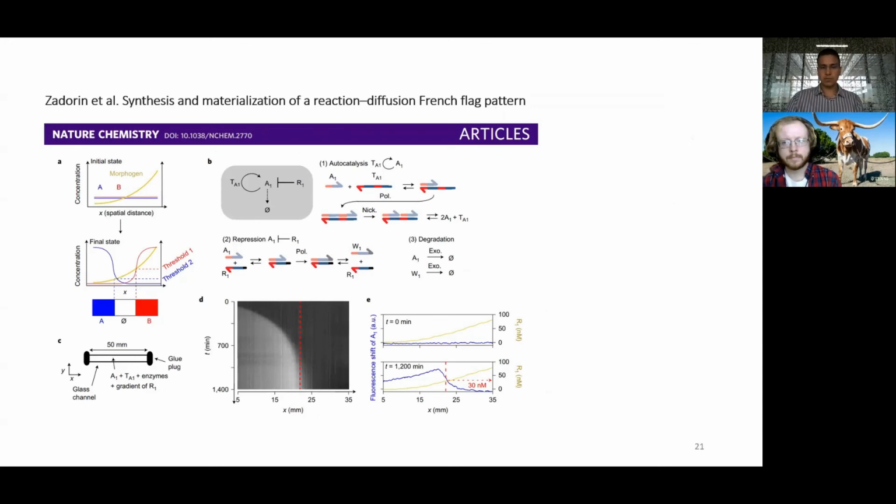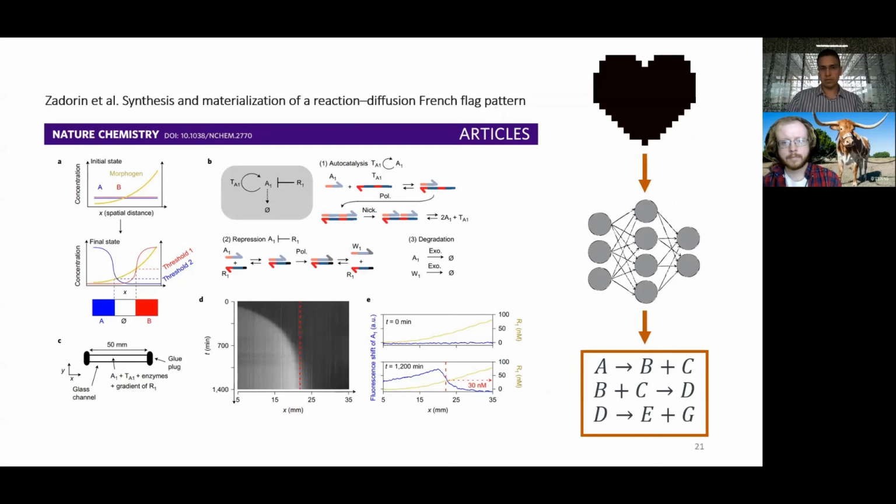Previously, there was work in this area where authors custom designed a system for one pattern, a French flag pattern. So what our approach brings is that we can automate this: for any pattern, we come up with a chemical system that constructs that pattern.